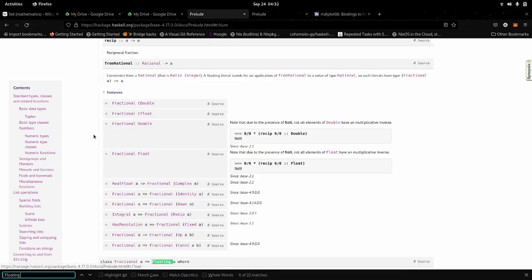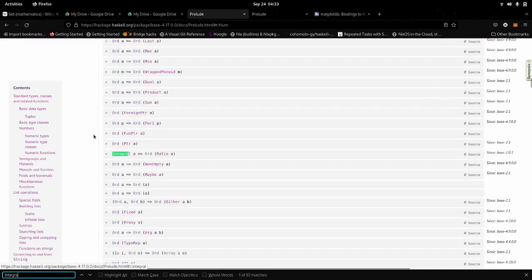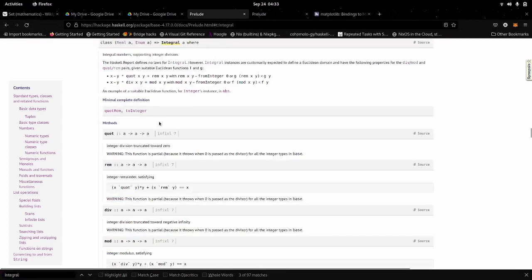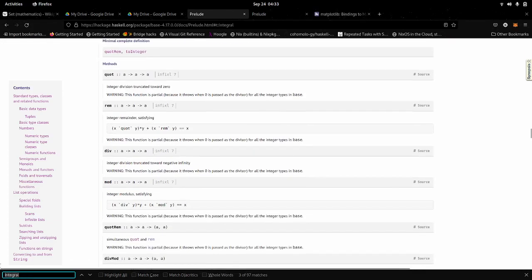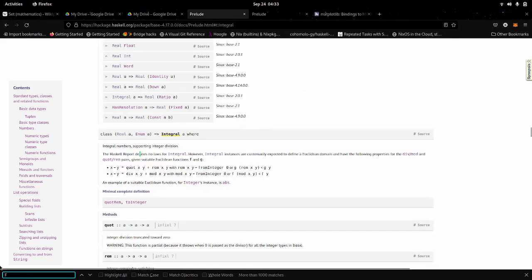We have Floating. We still have quite a few to go through, so I'm taking my sweet time. Have we gone through Integral? I just have to make sure. Yes, we have. Fractional, we just did. Floating.